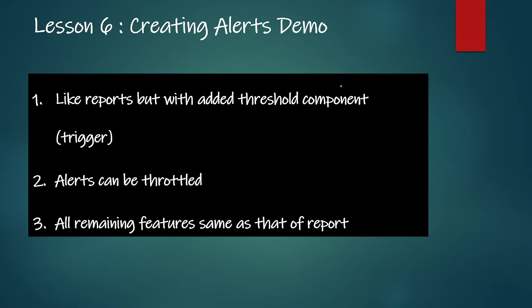So in this particular slide, we are basically looking at alerts. Alerts are just like reports, just remember. However, there are certain additional features. For example, you can also add a threshold so that your alert can get triggered, and alerts can also be throttled, but all the other things remain the same.